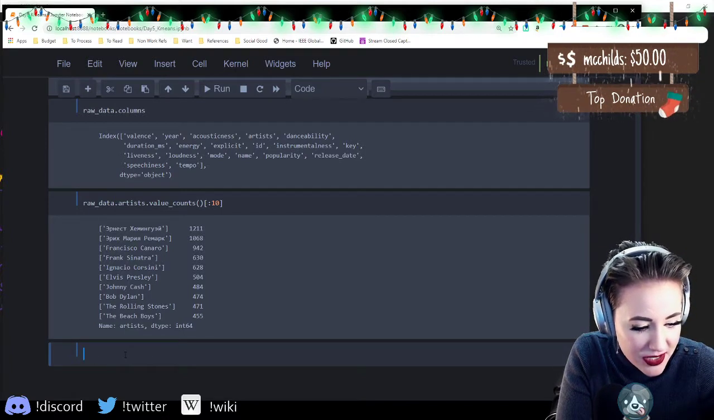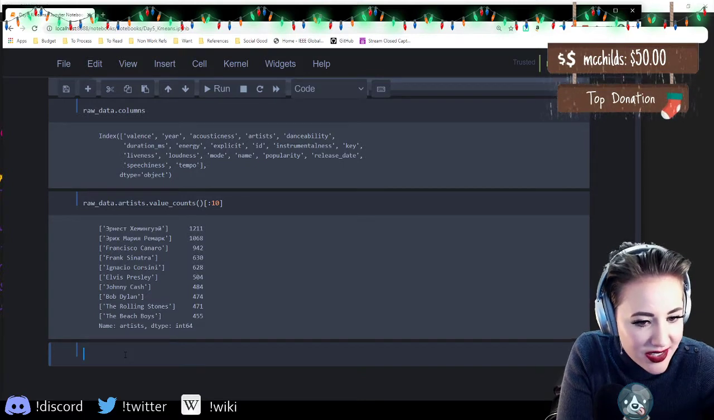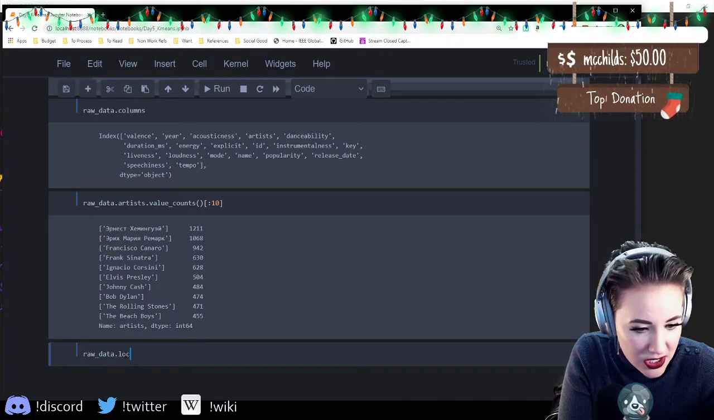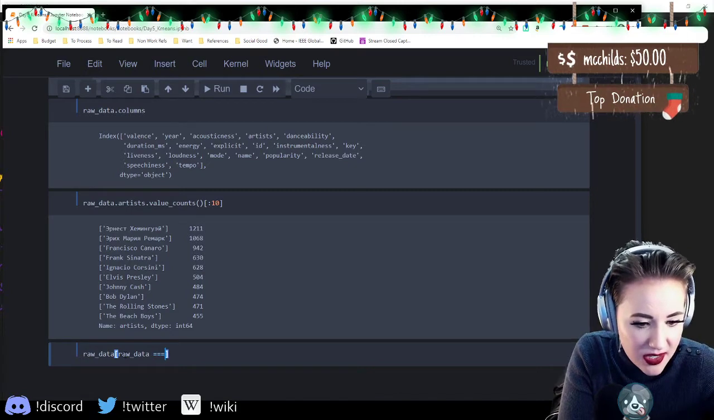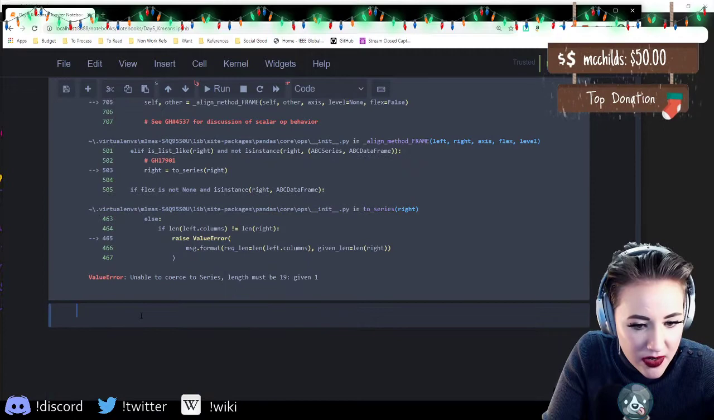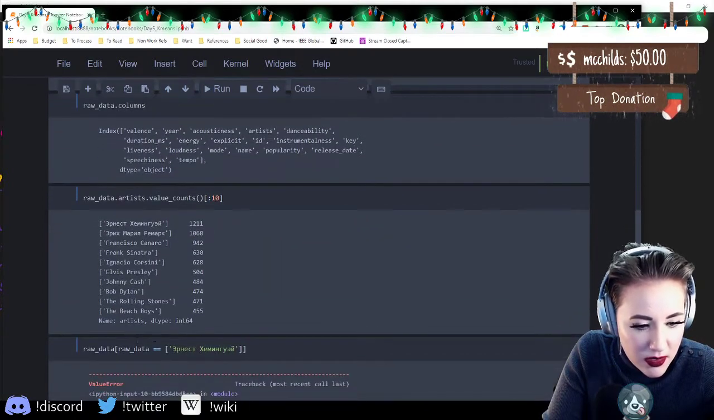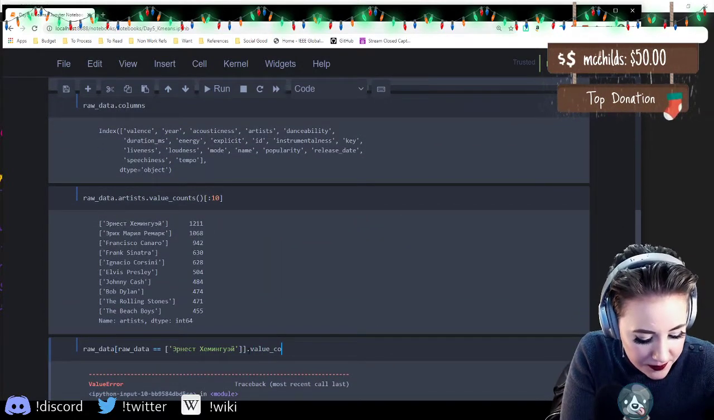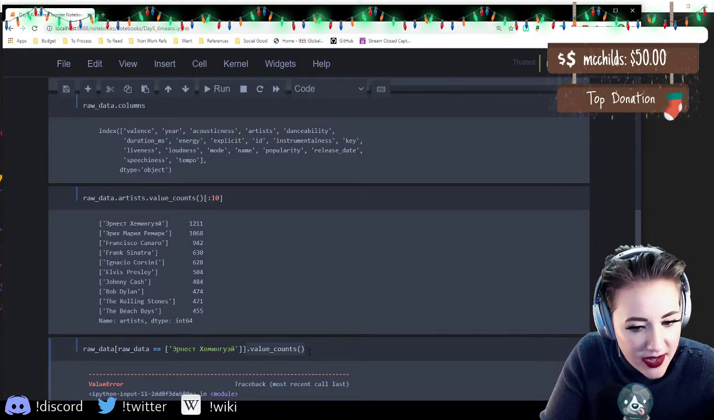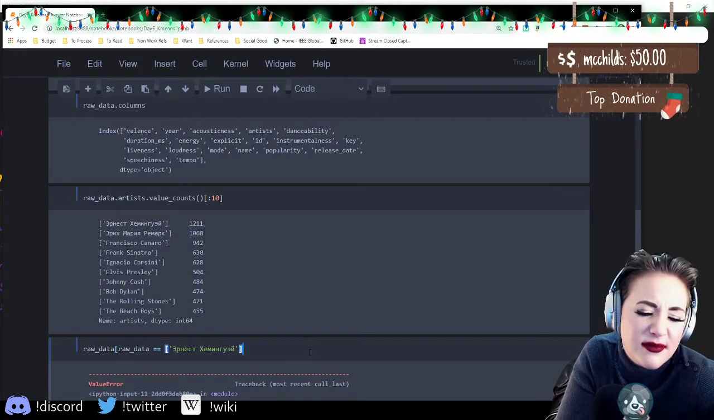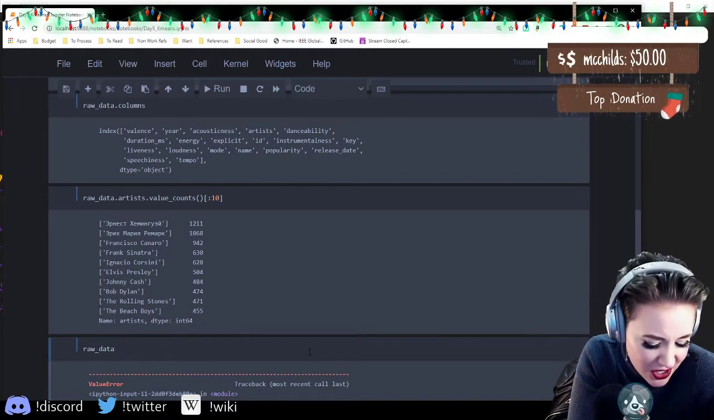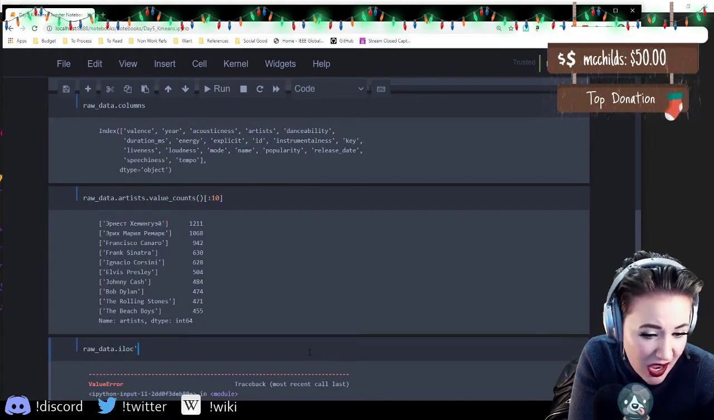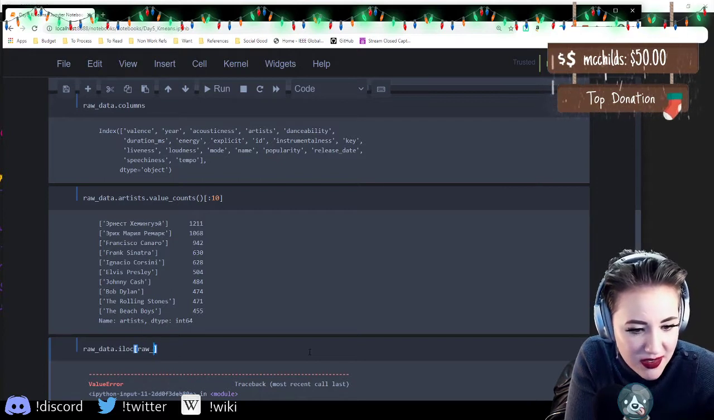I feel like my pandas knowledge is struggling tonight. Why am I messing with this? So it's location. No, I feel like you can index. Am I just doing the NumPy thing? I feel like I'm just in NumPy land here. Because this didn't work, it's breaking. Because that's not a series, I can't do value counts. But iloc is for integer locations, right? I mean, I'll try it.